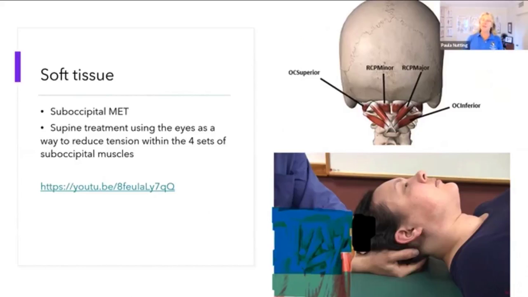Looking at probably the first region that we mostly complain of as therapists, most clients come in to see us with that suboccipital tenderness, suboccipital pain. Just remembering that we've got our rectus capitis minor and major, and our inferior and superior, which are more lateral and to the movement patterns.